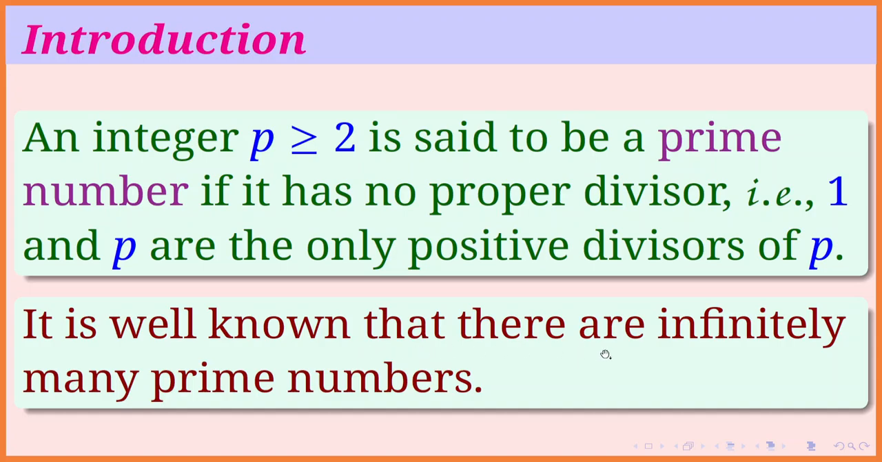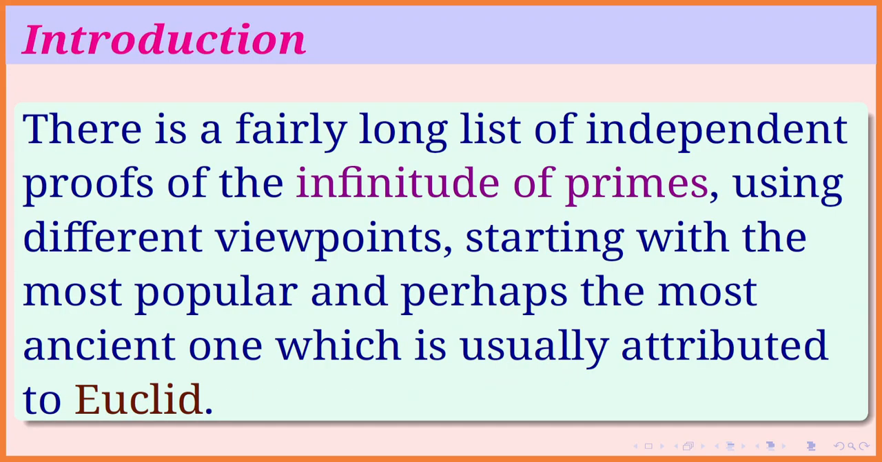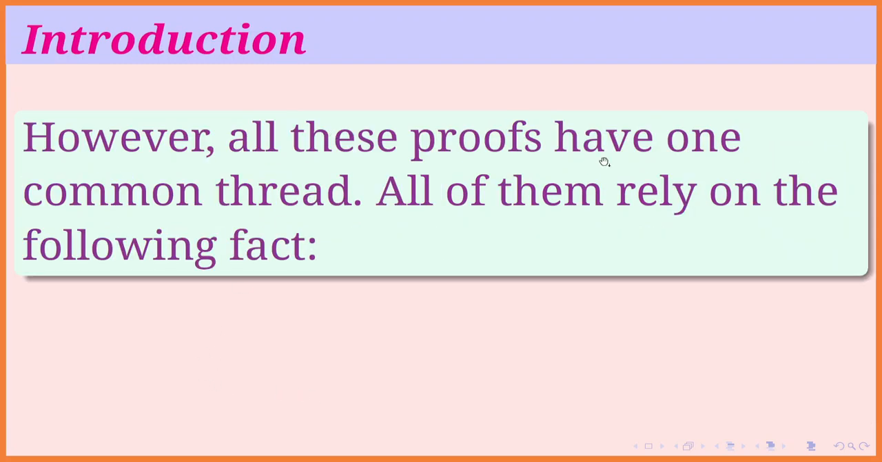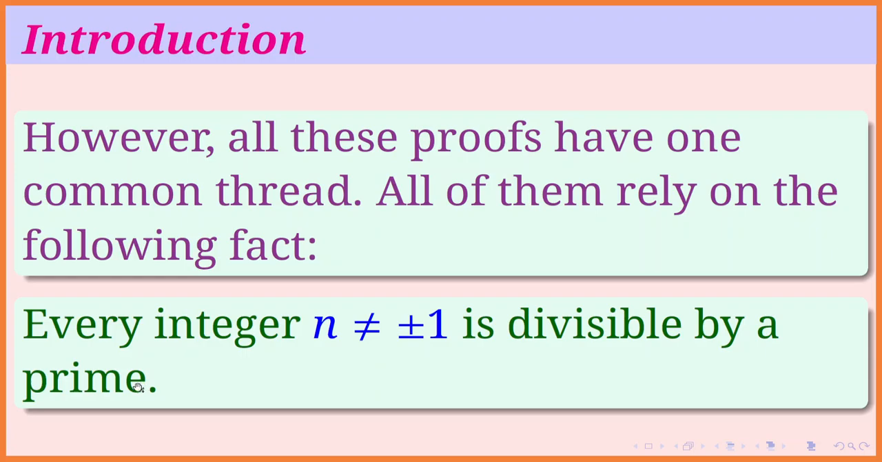It is well known that there are infinitely many prime numbers. There is fairly a long list of independent proofs of the fact that there are infinitely many primes using different viewpoints, starting with the most popular and perhaps the most ancient one, which is usually attributed to Euclid. However, all these proofs have one common thread. All of them rely on the following fact. And the fact is, every integer other than plus or minus 1 is divisible by a prime.